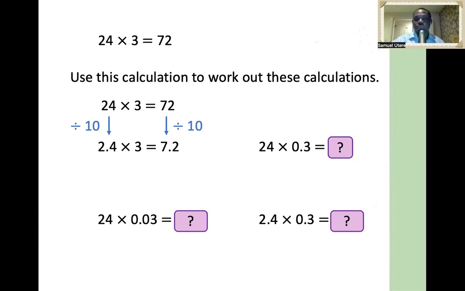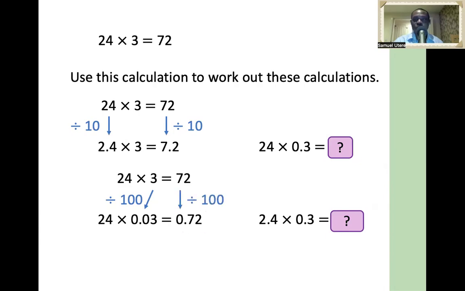All right. Assuming you've paused the video and you've answered the question, here are the answers. So we know that 24 times 3 is 72. So here we have 0.03. So what's different? To get from 3 to 0.03, we divide by 100.